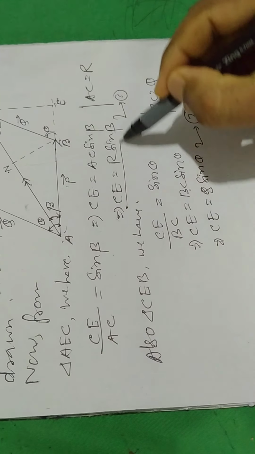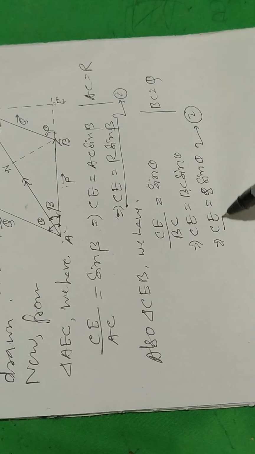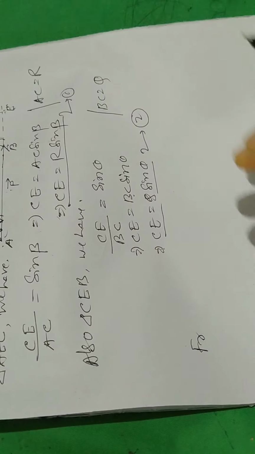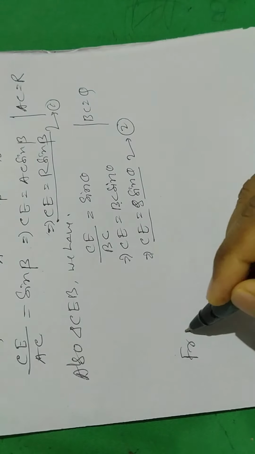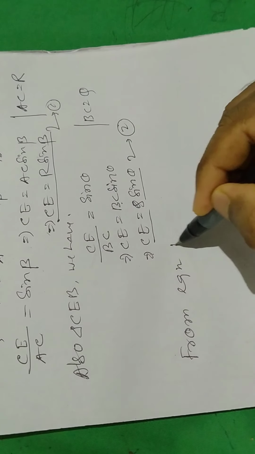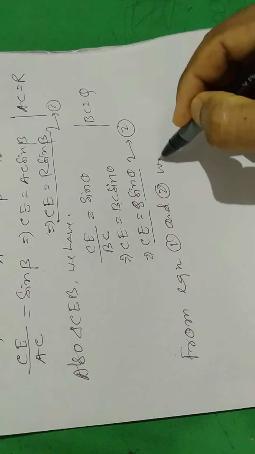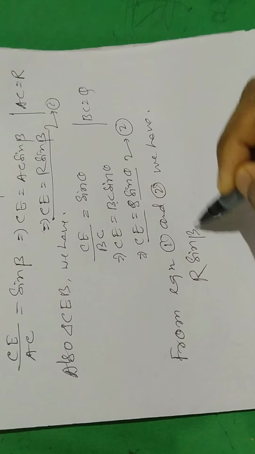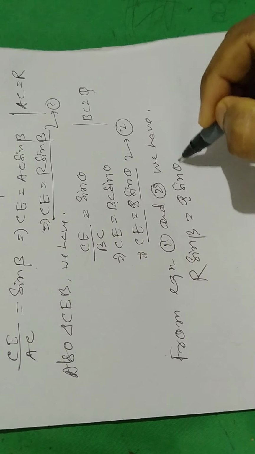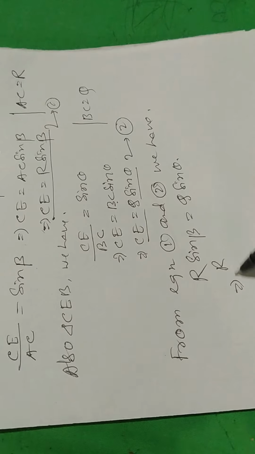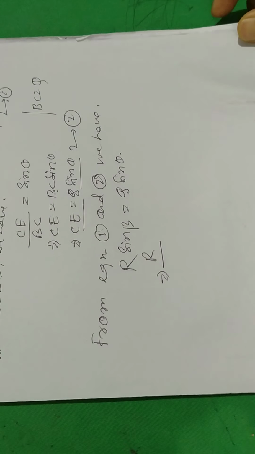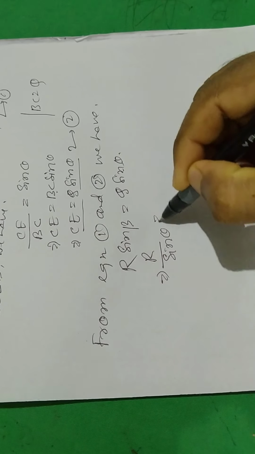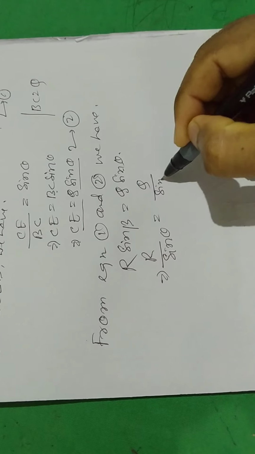So CE equals R sine beta and CE equals Q sine theta. So from equations 1 and 2, we have R sine beta equals Q sine theta. Bringing sine theta to the left side, R by sine theta equals Q by sine beta.